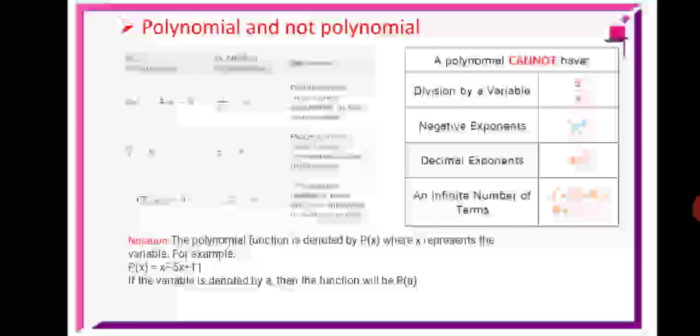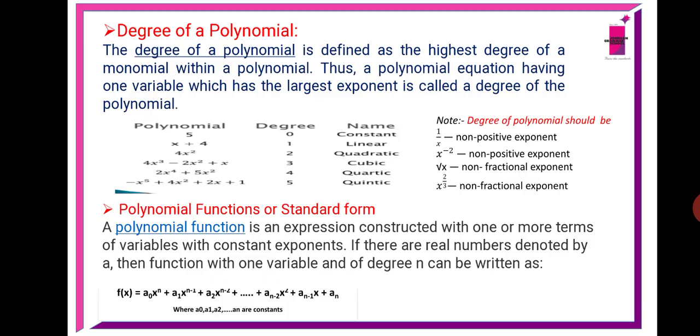The polynomial function is denoted by p of x, where x represents the variable. For example, p of x equals x square minus 5x plus 11. If the variable is denoted by a, then the function will be p of a. What is the degree? The degree of a polynomial is defined as the highest degree of a monomial within the polynomial. Thus, in a polynomial with one variable, the largest exponent is called the degree of the polynomial.